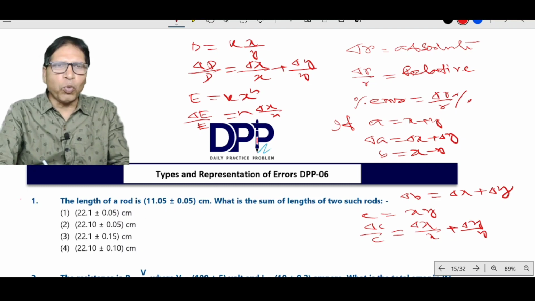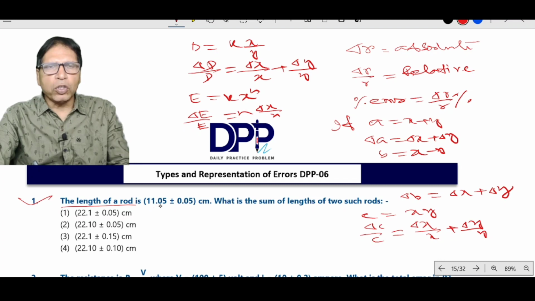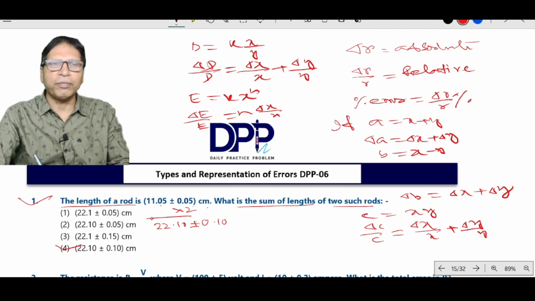Now, question number 1. The length of a rod is 11.05 plus minus 0.05 centimeter. What is the sum of lengths of two rods? So look at this. To multiply this by 2, we get 22.10 plus, now 0.05 plus 0.05, so this is plus minus 0.10. Look at the options. Option 4 is the correct option.